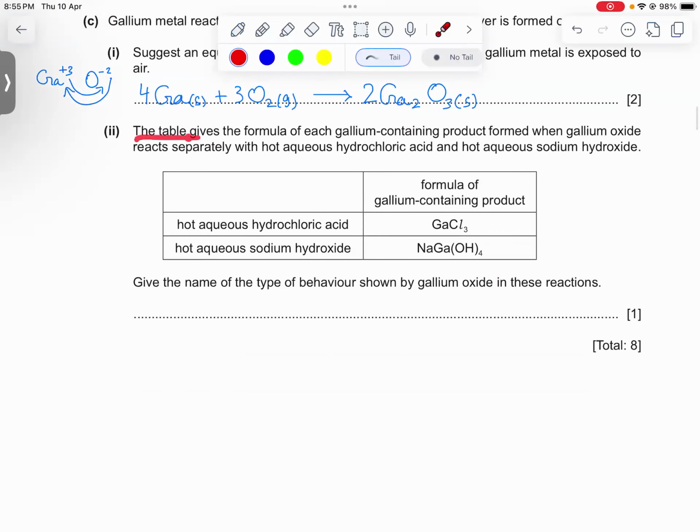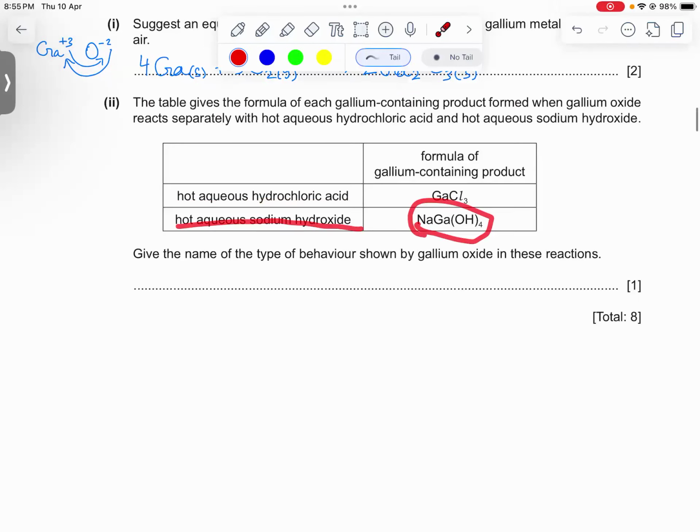Next question. The table gives the formula of each gallium containing product formed when gallium oxide reacts separately with hot aqueous hydrochloric acid and hot aqueous sodium hydroxide. So when gallium oxide reacts with hot aqueous hydrochloric acid, it produces gallium chloride, meaning gallium oxide reacts with acid, and then it also reacts with sodium hydroxide, giving sodium gallium hydroxide.